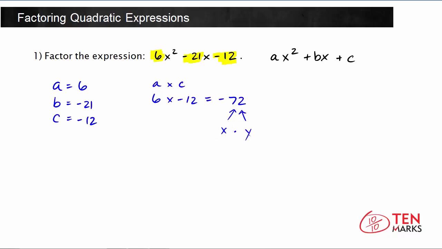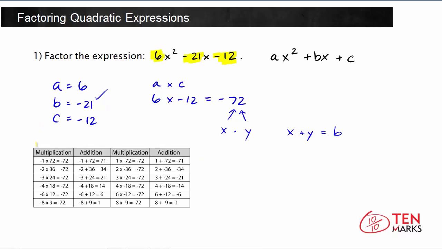Now these same two factors, when you add x and y, will give you b. So when you add the two factors that multiply to negative 72, they should add together to give you the value of b, which is negative 21. So let's use a factor chart to help us find the correct factor pair.